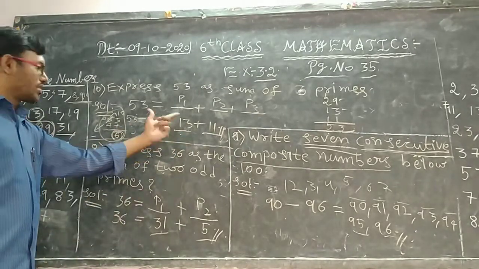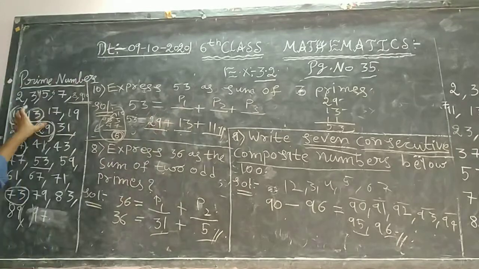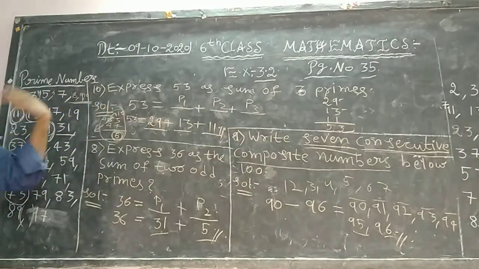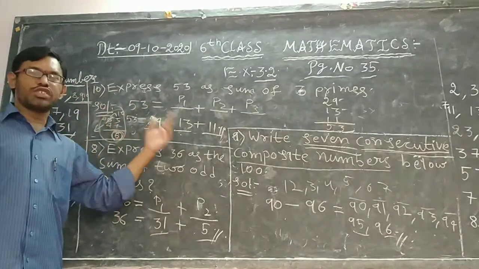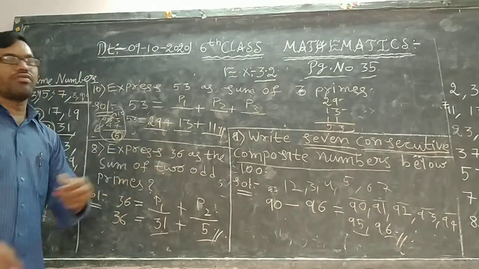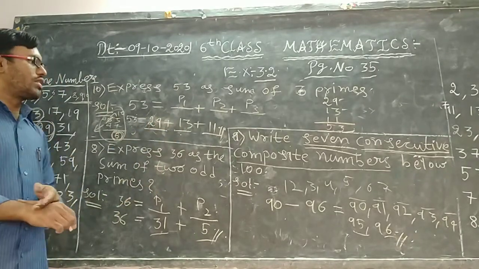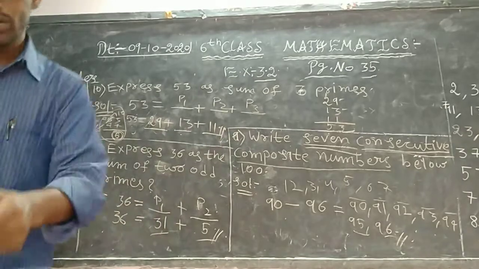Suppose this is also wrong, means again you should take another 3 prime numbers and you should add. Okay, so like that, how many errors, how many trials you do, that much more effectively you can get. Okay, so this is about the 10th problem, children.